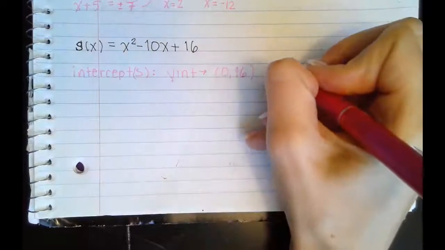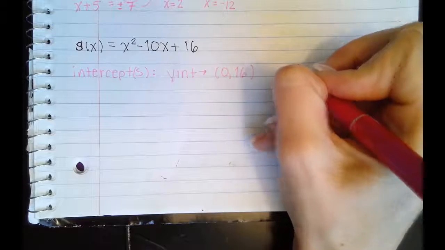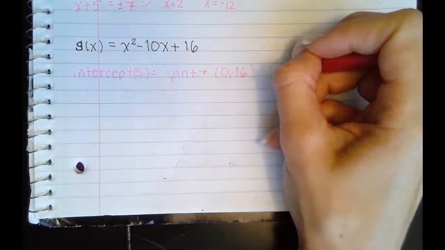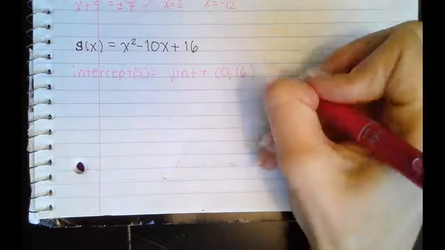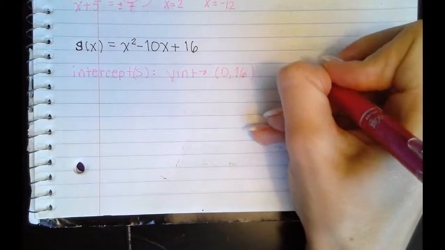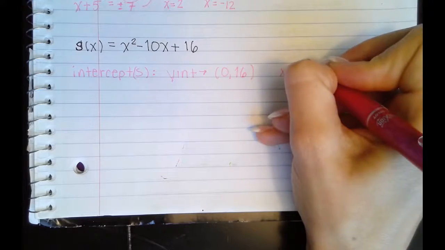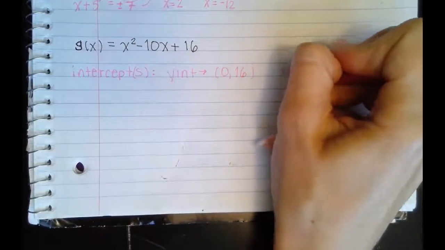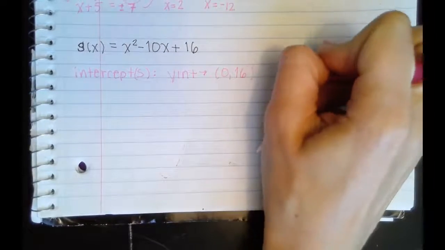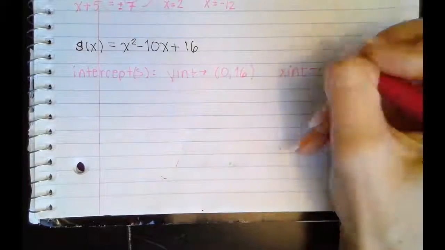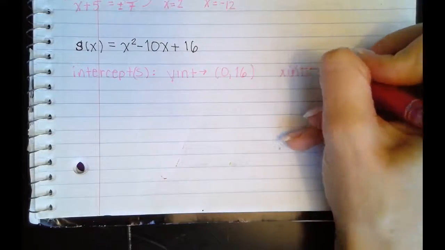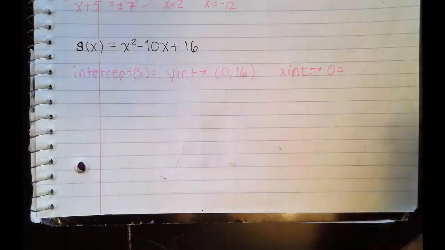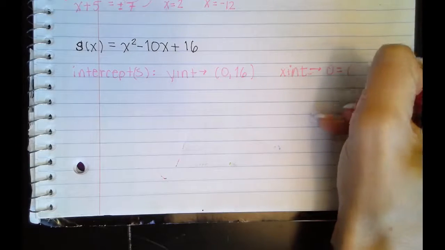For our x-intercept, we're going to fill in 0 for f of x or for y, whatever way you're going to look at this. We're going to fill in 0 and we're going to factor. So 0 equals, so the g of x is replaced with 0. Now I'm going to factor right away instead of writing the problem again. What multiplies to 16 but adds to minus 10? 16 and 1, 4 and 4, 8 and 2, minus 2 and minus 8, perfect.